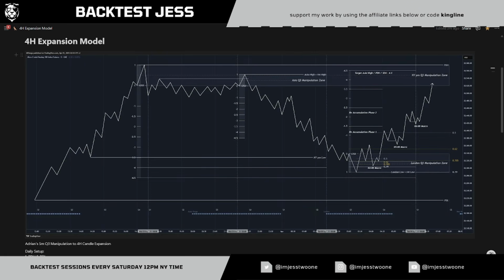One, because I'm the one sharing my screen and what I say goes. Two, because the data shows that Q3 manipulation zones are what deliver most to 2 standard deviations, and being that we want to catch the expansions of the 4-hour candle, it makes sense that we go for the highest probability quarter expansion. So let me just open up that link.